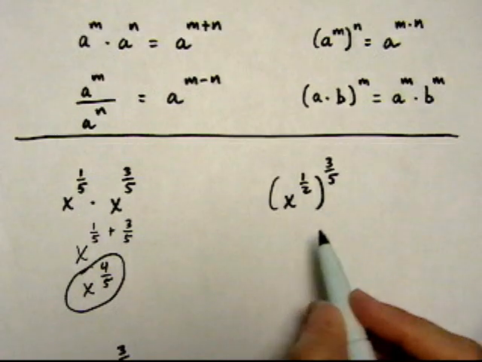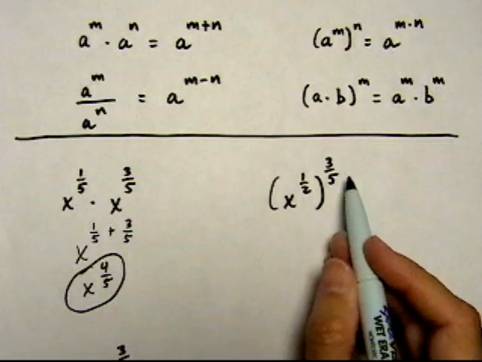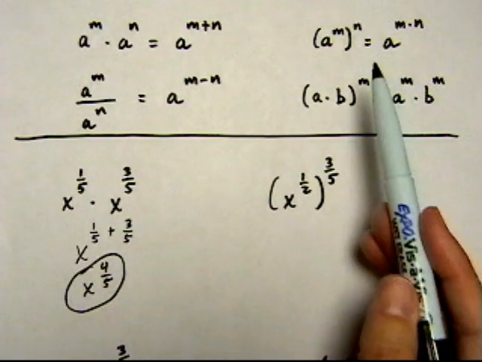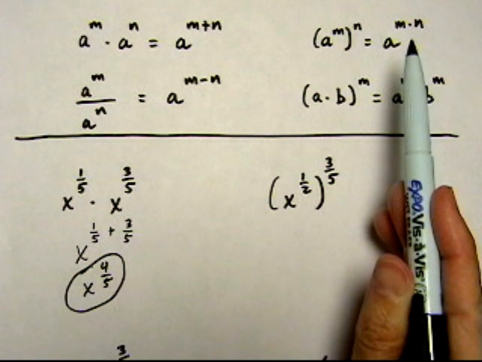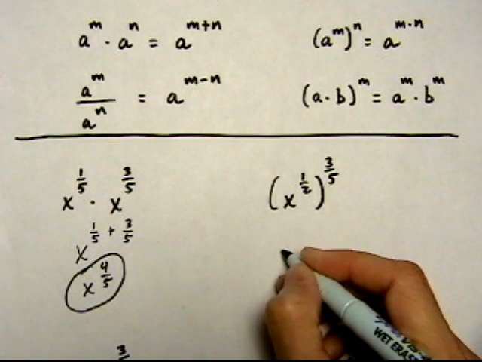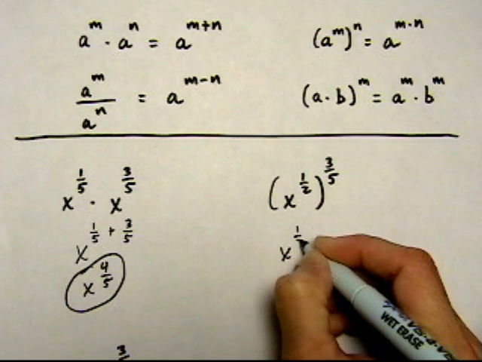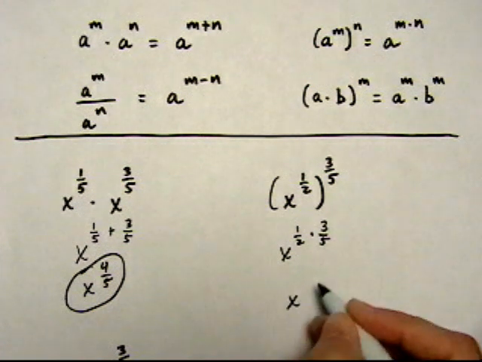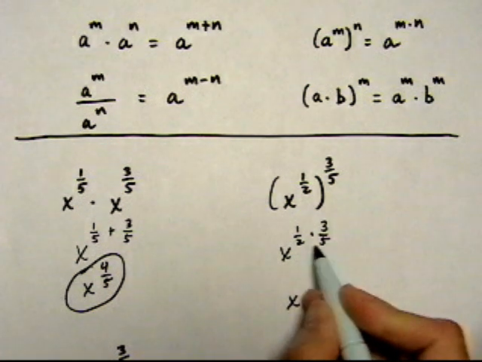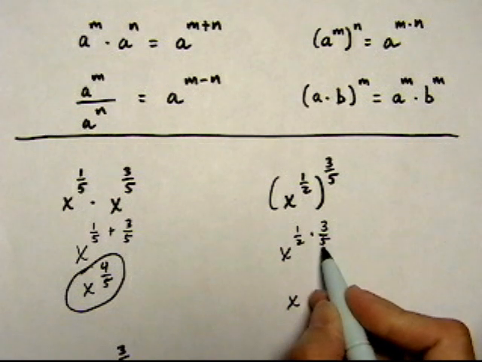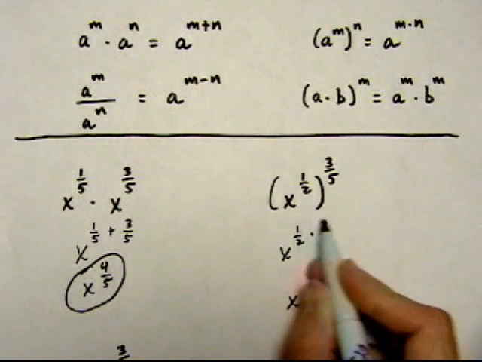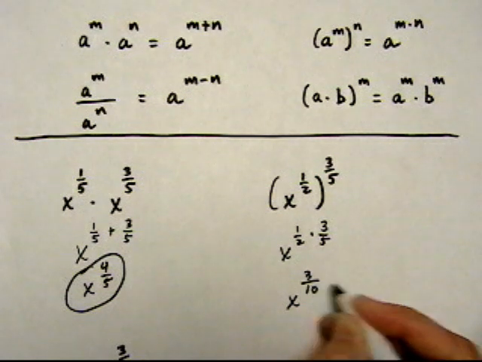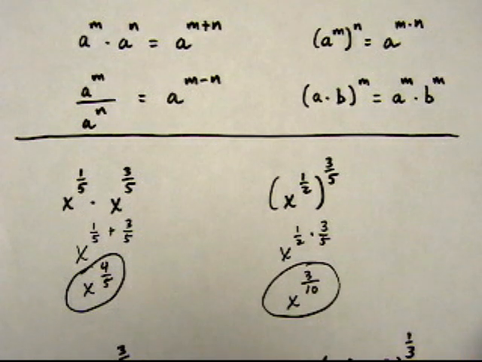In the next one, we've got x to the 1/2 raised to the 3/5. That means we have a power to a power, and for a power to a power, we multiply the exponents. So that gives us x to the 1/2 times 3/5, or x to the, and here we don't have to worry about common denominators because we're multiplying fractions, so we just go right across the bottom, right across the top. So 1 times 3 is 3, 2 times 5 is 10. And there's our answer.